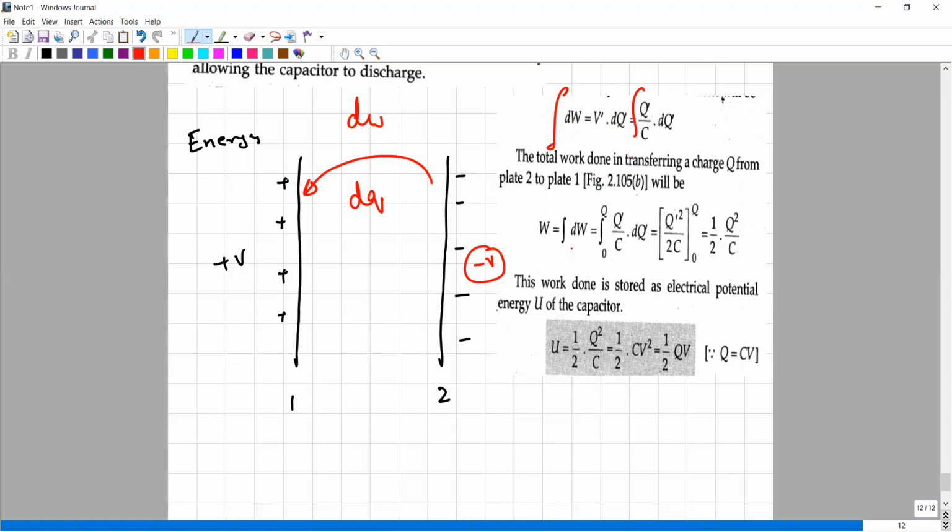And because V is Q over C, you get this very simple expression to integrate: dW equals Q over C dq. Q over C is actually 1 over C times Q. C is a constant, so the C comes out of the integration and you basically have to integrate Q dq. So W will become the integration of dW, which is equal to 1 over C times the integration of Q dq.